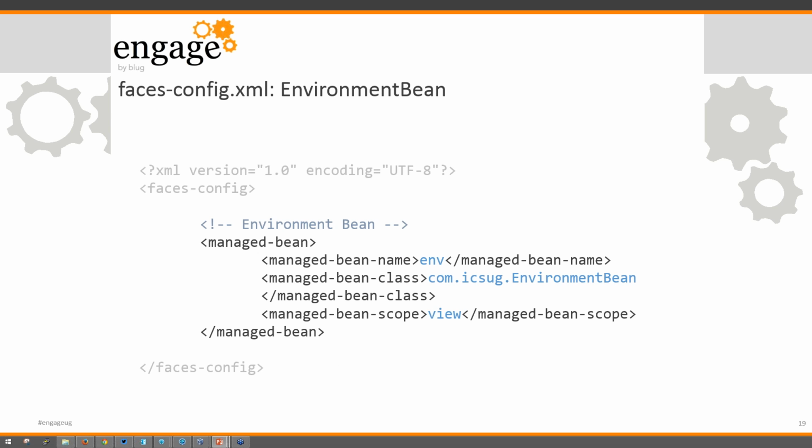So I created an environment bean that covers all of the shown functionalities. It's called env, and it's view scoped. There is a good reason for it being view scoped. Maybe you can change it to a lower level, maybe application or session scope. In this case, session scope would be the appropriate way.